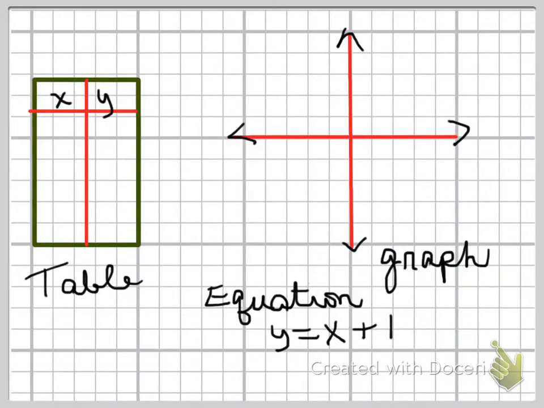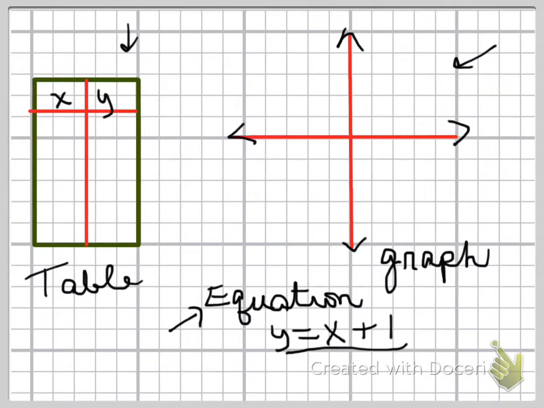This recording will explain how slope is represented in three ways. You can represent slope using an equation, a graph, or a table. So let's start with the equation. First of all, let's remember what is slope.